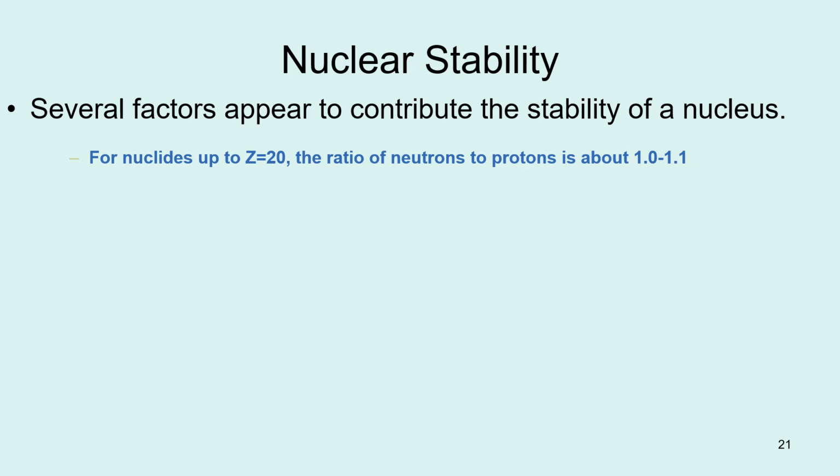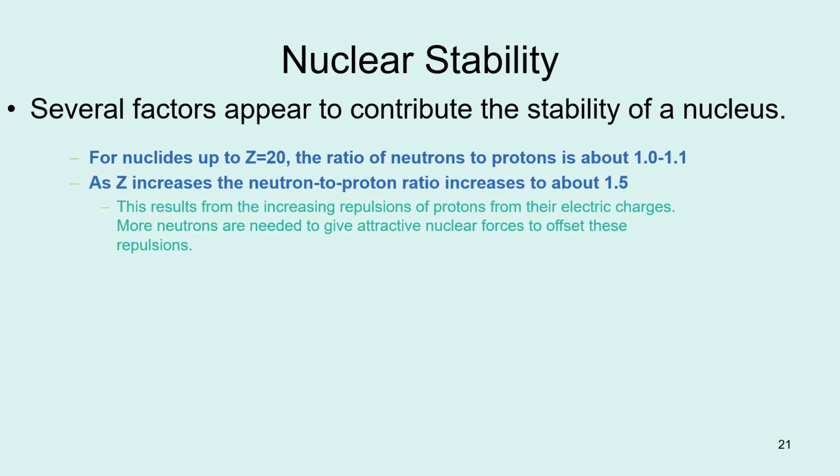So as we saw, if you have nuclides up to about Z equals 20, meaning atomic number equals 20, then the neutron to proton ratio tends to be around 1. So that's where we're saying carbon 6 protons, 6 neutrons, oxygen 8 protons, 8 neutrons. But then as Z gets bigger, as the number of protons increases, eventually you get to a ratio of about 1.5. The more protons you have, the more repulsions you have, the harder it is for them to stick together, and the more neutrons you need to offset the repulsions.